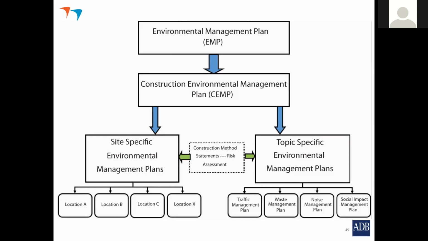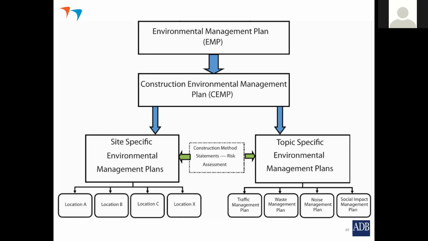These sub-plans are really important. It will have topic-specific environmental management plans. For example, every construction environmental management plan needs to have a traffic management plan. There needs to be a waste management plan. There needs to be a noise management plan. There needs to be a social impact management plan or construction camp management plan. So we need to have all of these little sub-plans as part of the overall construction plan, because the contractor has to demonstrate through these little plans how he's going to meet the mitigation requirements that are set out in the EMP that's above.